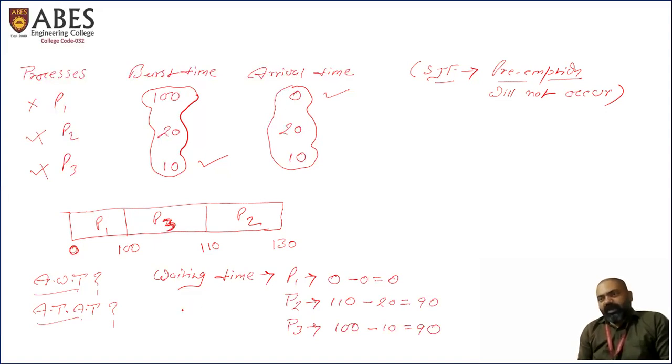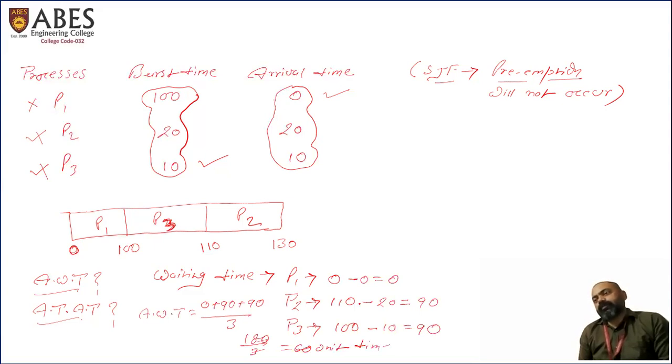If we talk about average waiting time, then AWT will be 0 plus 90 plus 90 divided by 3. 180 divided by 3 equals 60 unit time.